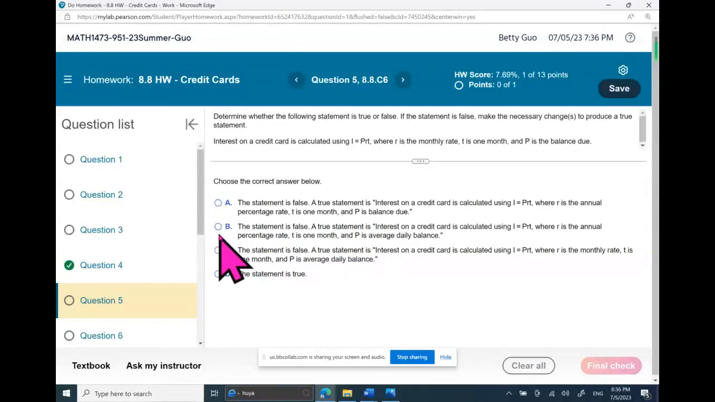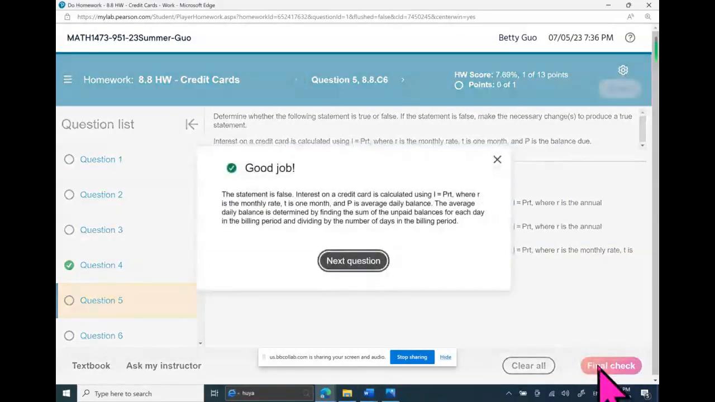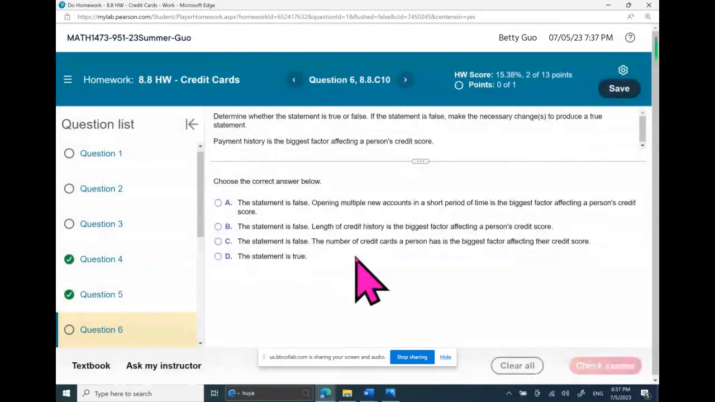Let's try C. Interest on a credit card is calculated using that. R is monthly. So C, double check. The statement is false. A true statement is: interest on a credit card is calculated using that, where R is the monthly interest rate, T is 1 month, P is the average daily balance. In my video, I explained the average daily balance method. That's the method the credit card company uses to charge you interest.